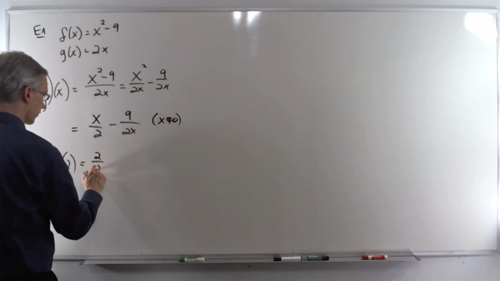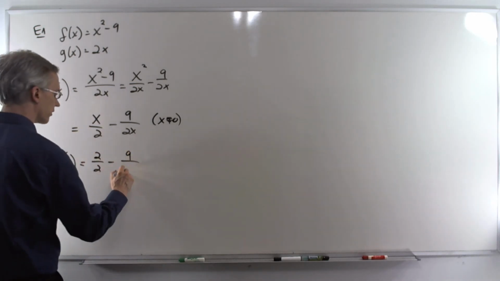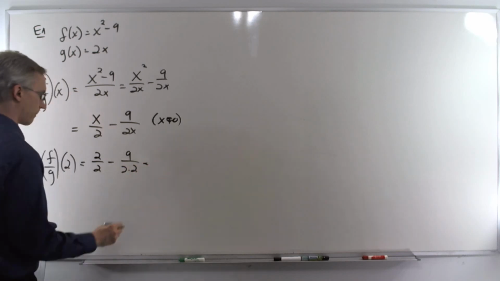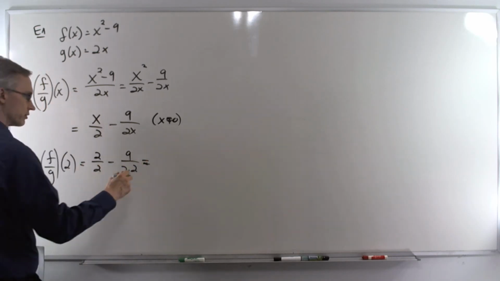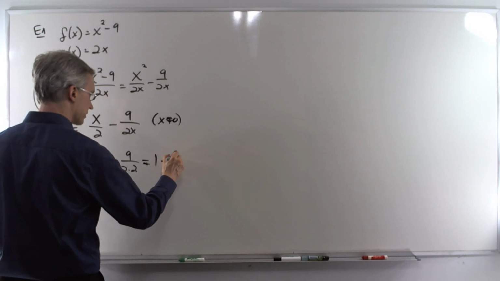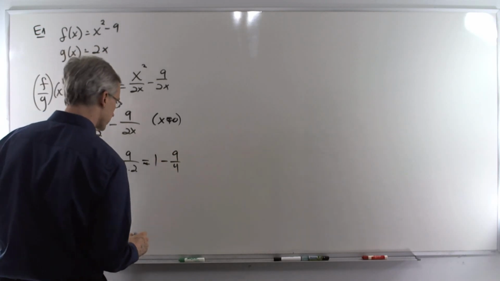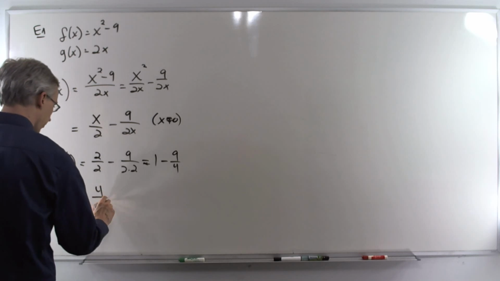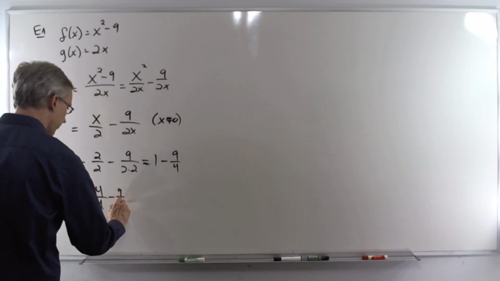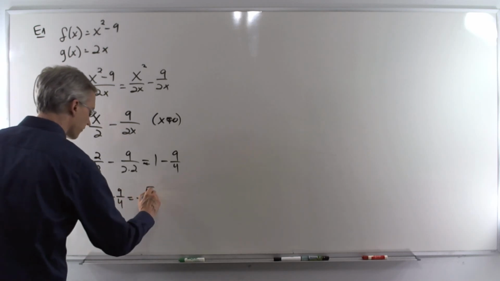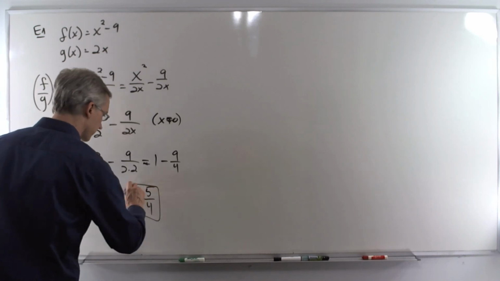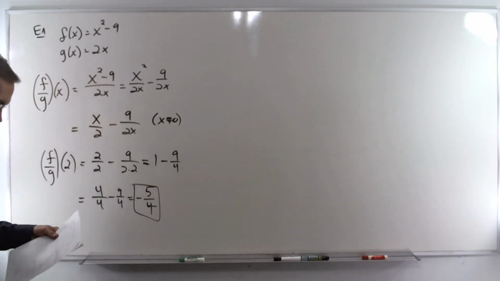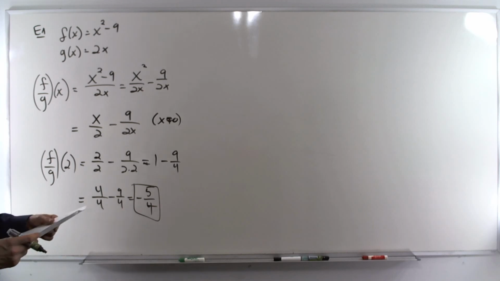So that gives us 2 over 2 here minus 9 over 2 times 2. So 2 over 2 is 1 minus 9/4. And then we can get a common denominator. 4/4 minus 9/4 equals negative 5/4. That brings us to your turn number 10.